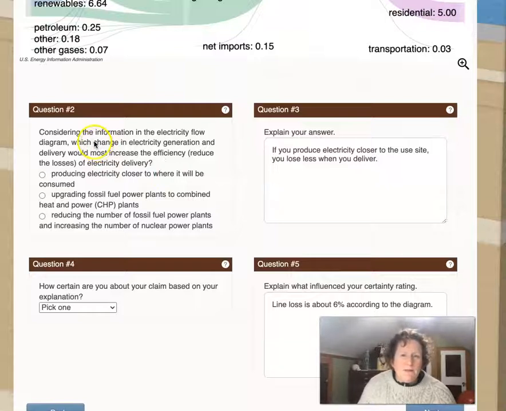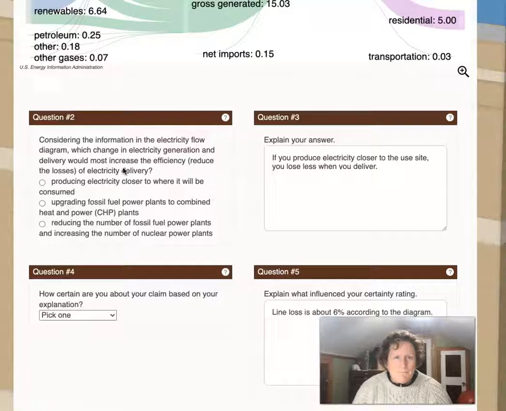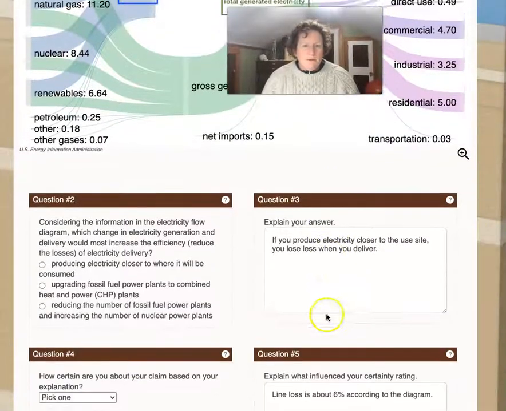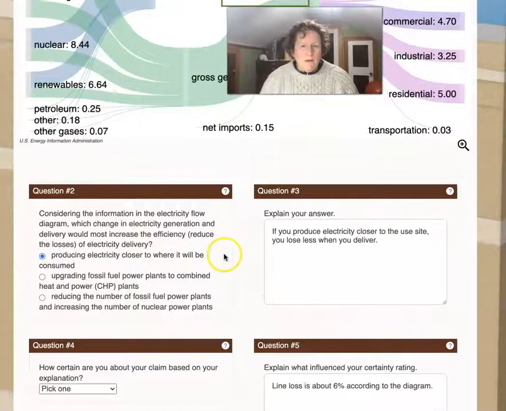Considering the information in the electricity flow diagram, which change in electricity generation and delivery would most increase the efficiency, reduce the losses of electricity delivery? Well, if you're going to focus on delivery, not just generation, if you produce electricity closer to the use site, like your house, then you lose less when you deliver it. So if you want to solve the delivery problem, that's producing it closer to your house.